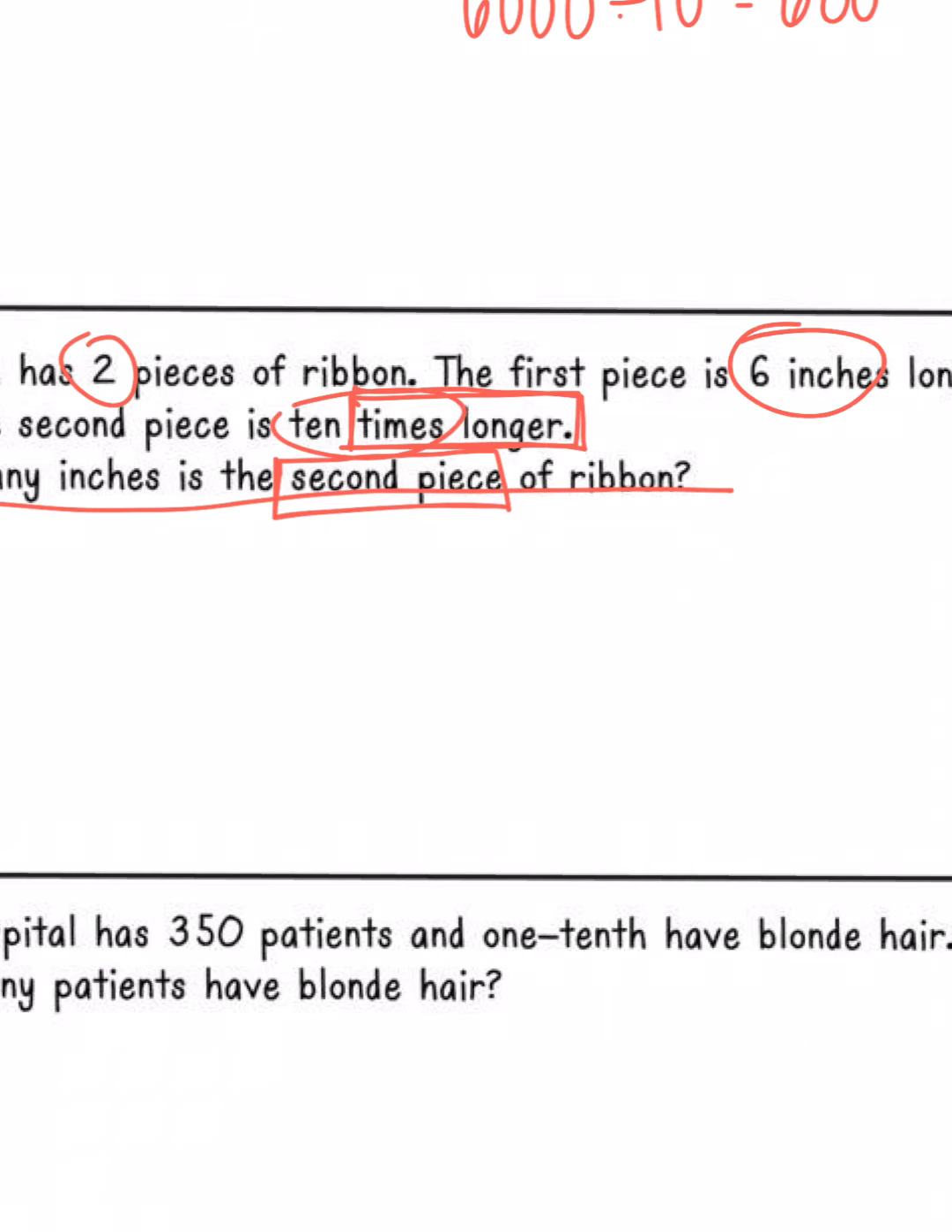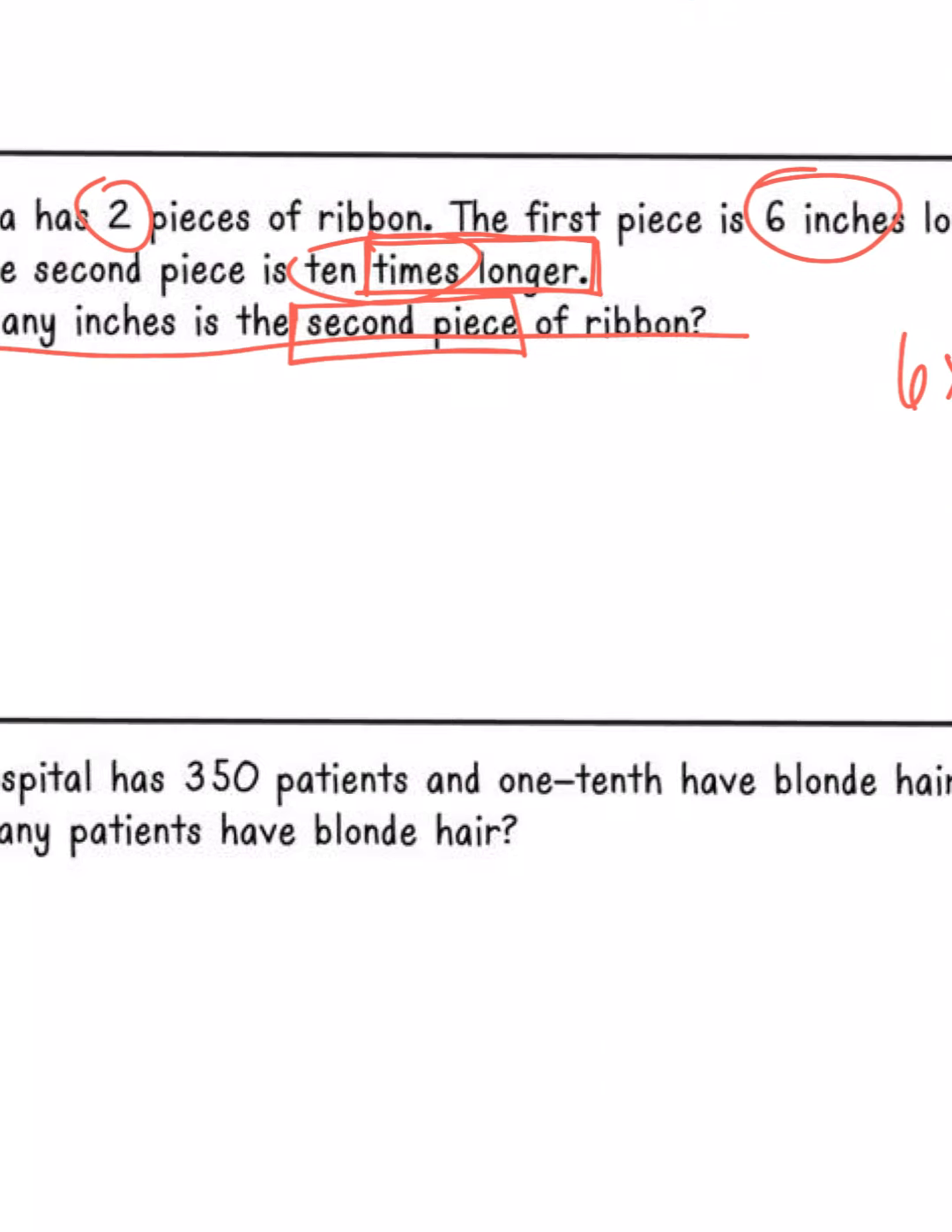Go ahead and tell me the first thing. You times 6. Hold on, I called on Savannah. You take the 6 and you multiply it by 10, which gets you to 60, and that would be your answer. Okay, so why did I multiply it by 10? Because it says 10 times longer. So I take 6, what I have, times 10, and then the second piece should be D, 60. Very good.